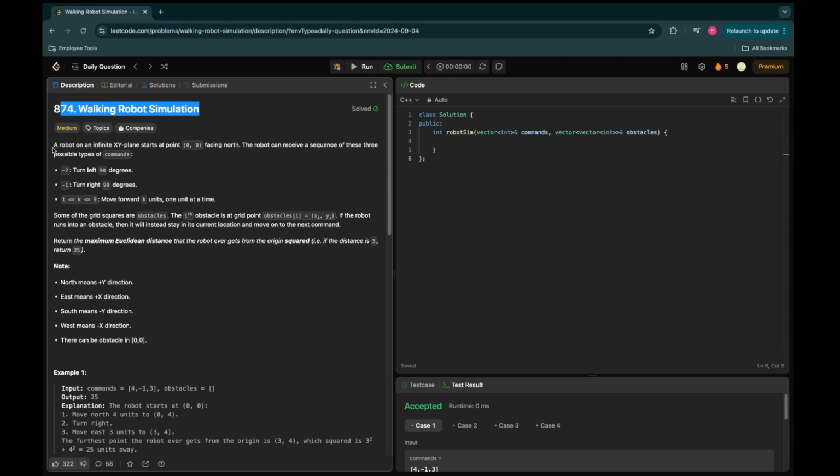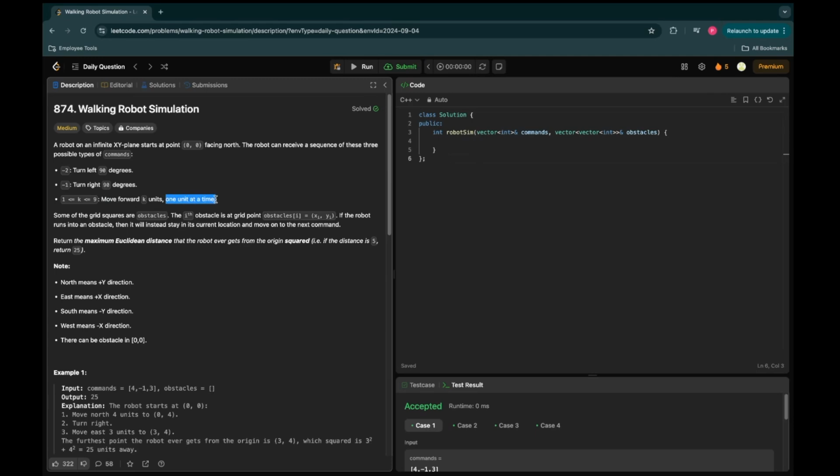In this question, we have been given a robot on an infinite xy plane that starts at point 0, 0 facing north. The robot can receive a sequence of three possible types of commands. If we have been given -2, then the robot needs to turn left 90 degrees. If we have been given -1, then the robot needs to turn right 90 degrees. And if a positive integer between 1 and 9 is given, then the robot will move forward k units, 1 unit at a time.